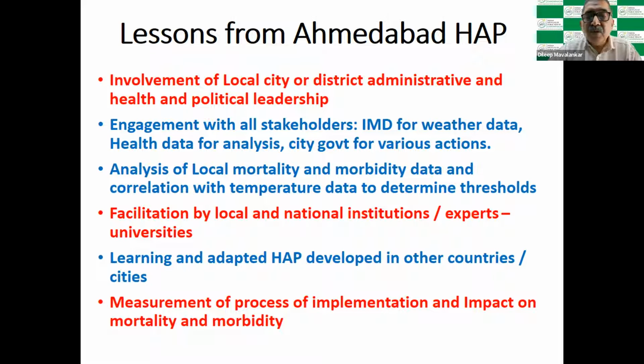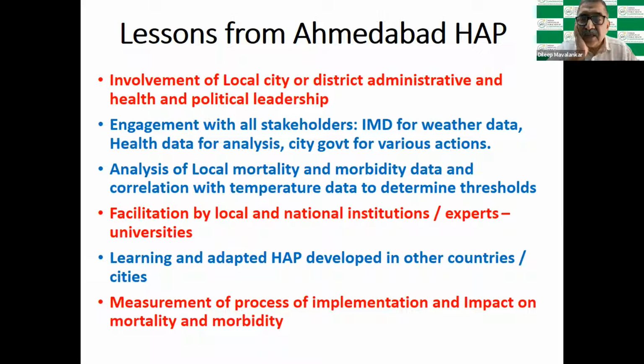So, facilitation by local, national and international universities and experts. What happens is in the city government, people are very busy doing day-to-day work. They don't have much time and capacity for analytical work or reflective work, looking at international experiences, etc. So partnering, and most major cities have IITs, IIMs, other universities, but somehow the linkage between the city government and universities is very, very weak. That we cultivated and nurtured, and that led to, in some sense, the success of our heat action plan.